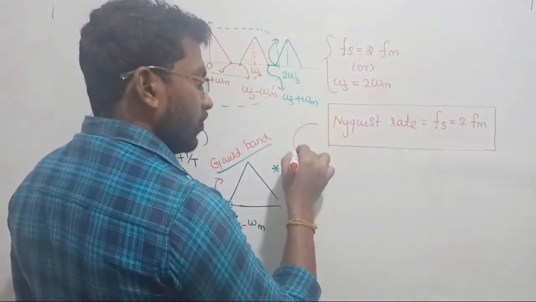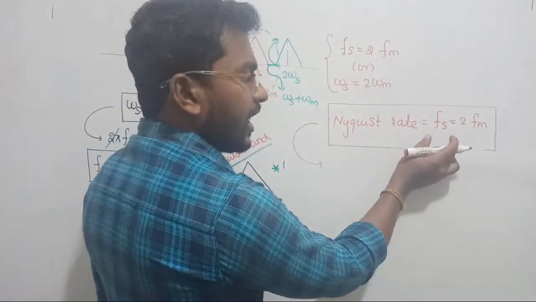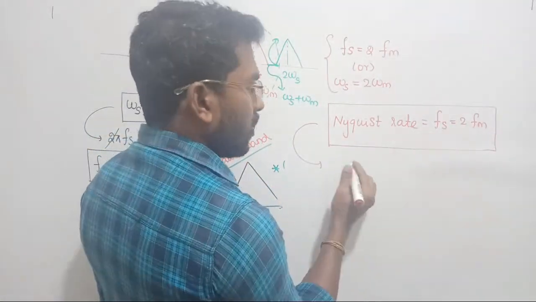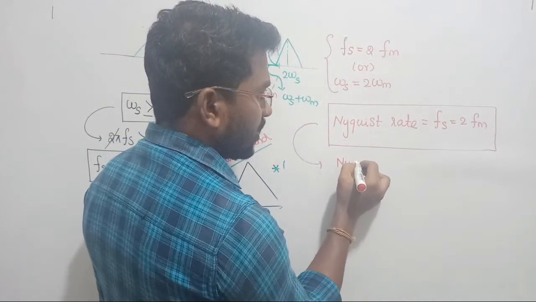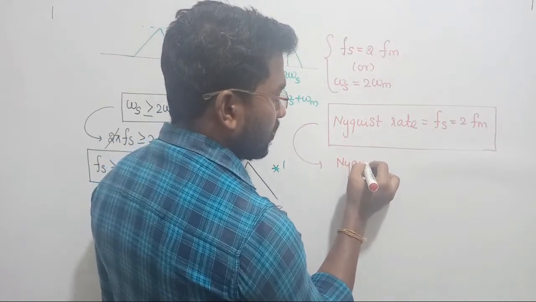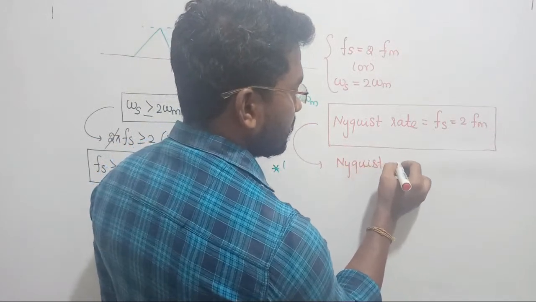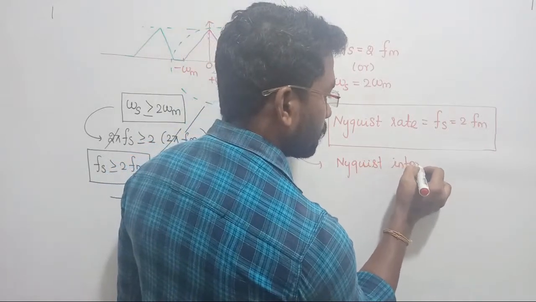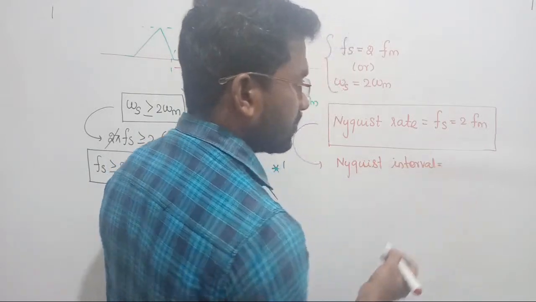From here let me define the next person. This Nyquist rate in terms of frequency we are defining, right? So the next one is called Nyquist interval. If you want to define these things in terms of time, then that is called Nyquist interval. Interval is a time period.